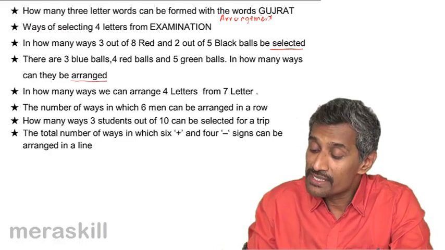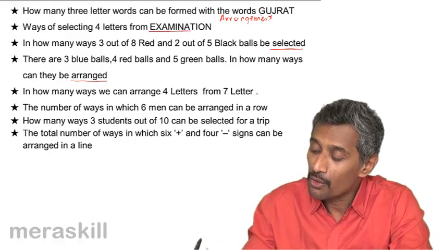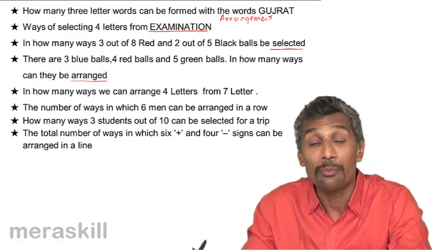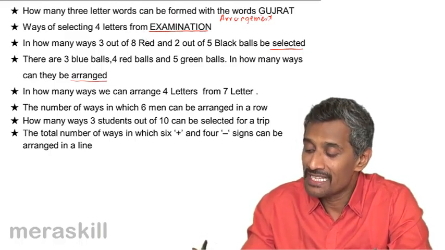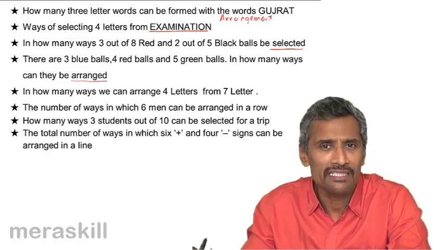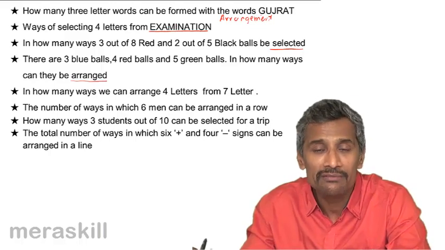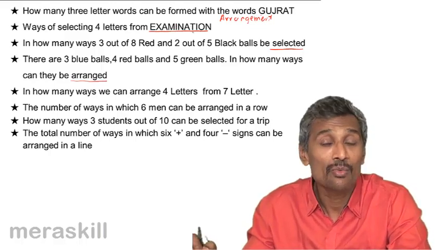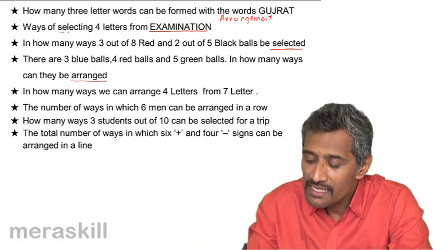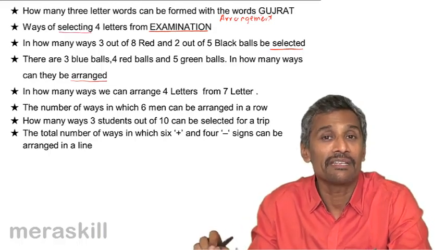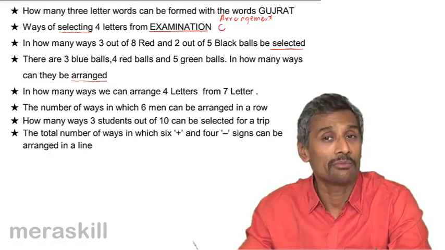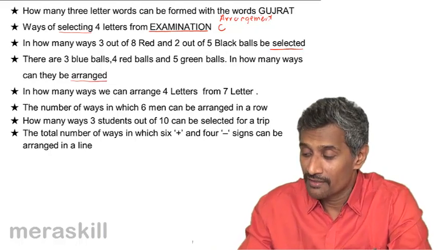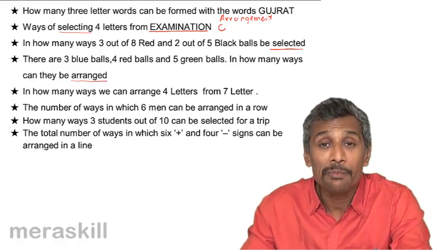Now, we need to select 4 letters from examination. Here it's not asked that you need to make words. You need to just select any 4. Suppose you select E, X, A and M, or X, A, M and D, or X, M, A and D. It doesn't seriously matter because you just need to select. The order in which you're selecting is not important. Hence, what do we have here? It is just selection. The word selecting makes it very, very easy. That is definitely a case of combination.